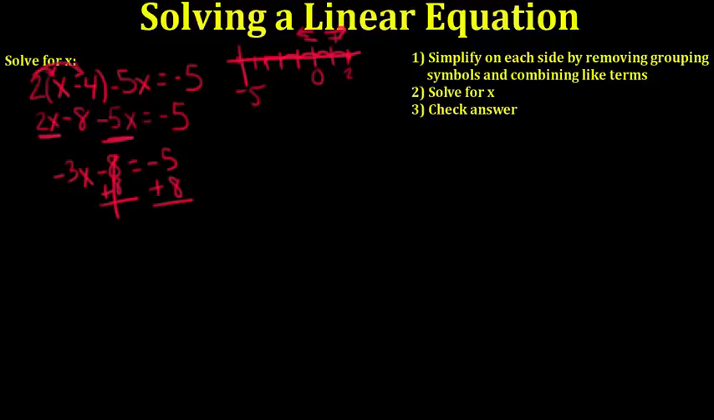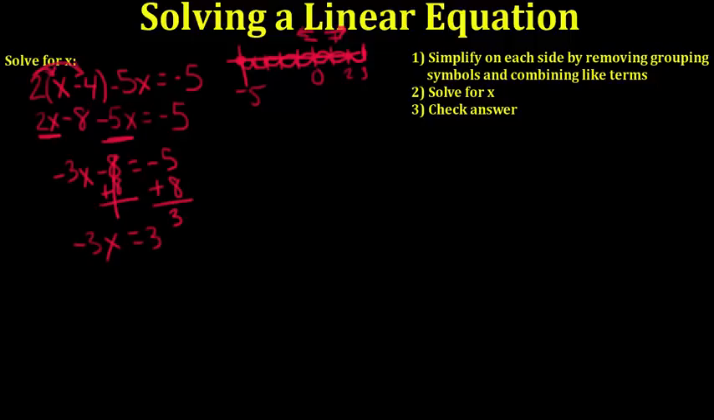So I'm up here with negative 5, and I need to add 8. So I look at my ledger, go to the right for adding. So add 8. 1, 2, 3, 4, 5, 6, 7, 8. So I'm at 3. So negative 5 plus 8 is 3. So negative 3x is left on the left side equal to 3.